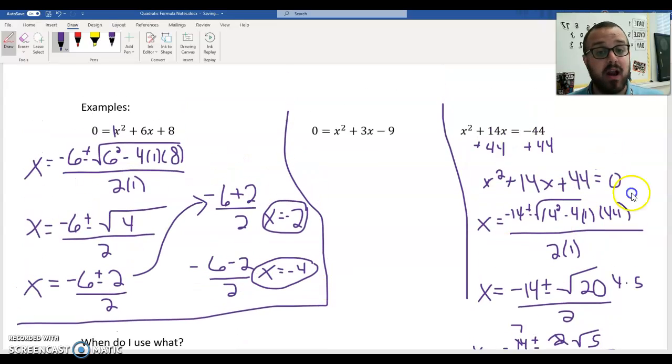All right? Why don't you all go ahead and try quadratic formula on this one and tell me what you get. We'll meet back together in a moment and discuss our answers.